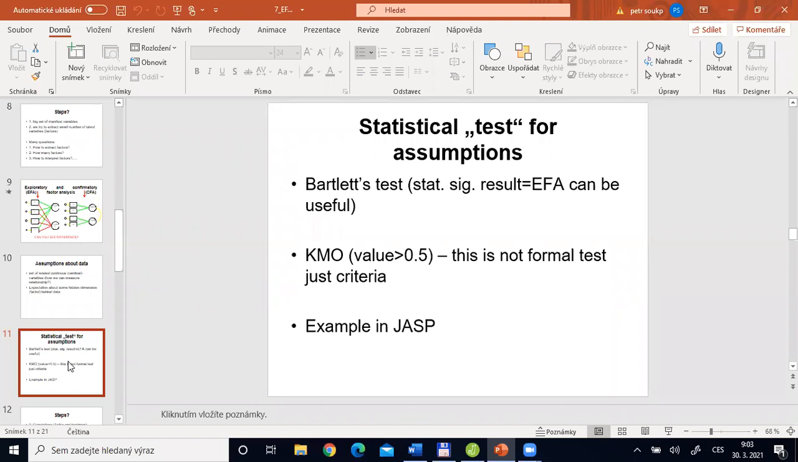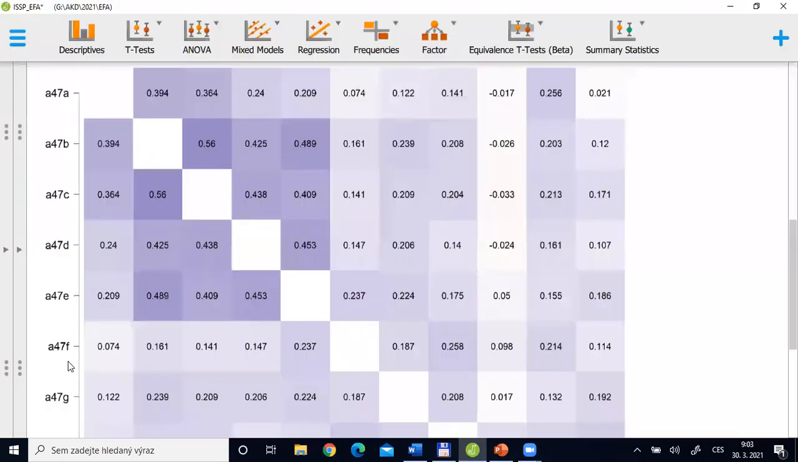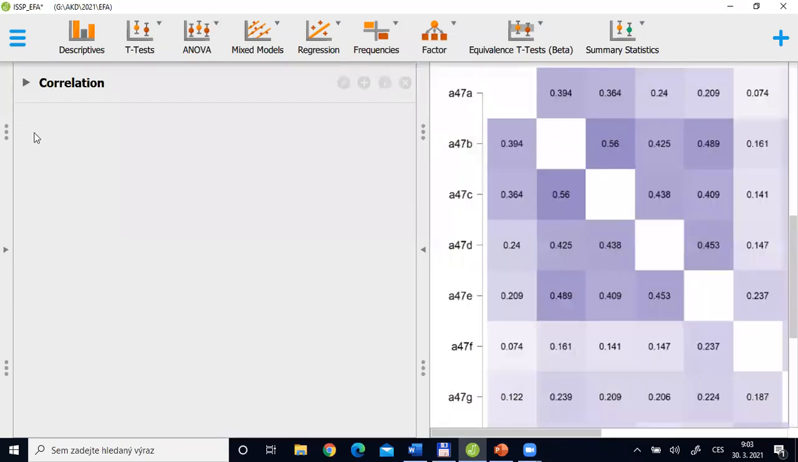For Bartlett's test, as it is a formal test, a statistically significant result, meaning a p-value below 0.05, is the sign for the usage of exploratory factor analysis. So the first step for my data is that I would compute Bartlett's test and KMO, and we would decide whether to apply factor analysis or not. We have at least some idea that factor analysis could be useful, as at least 5 items are quite closely related according to this output, which is called a heat map once again.